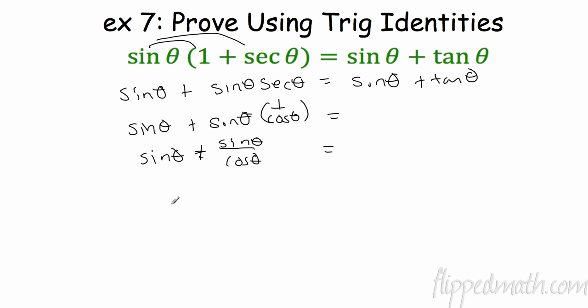And we know sine over cosine is, of course, tangent theta. And that is what we wanted. Now, could you have started here and gone that way? You could have. It would have been a little tricky. You would have had to factor, but that's okay. No problem. All right, we verified it right there.